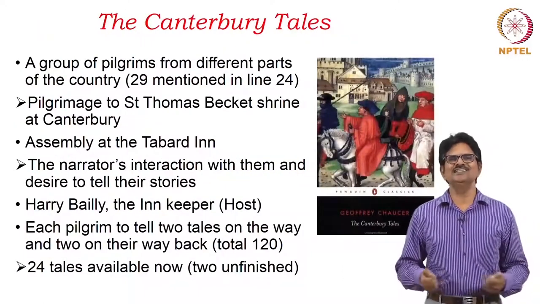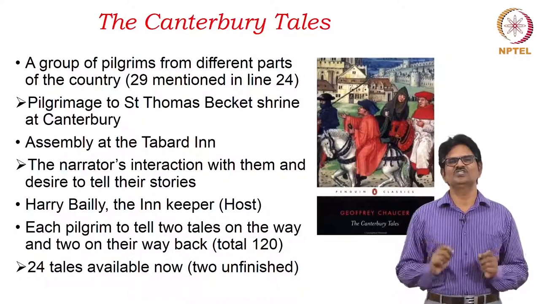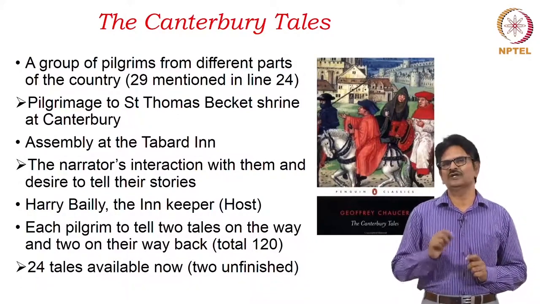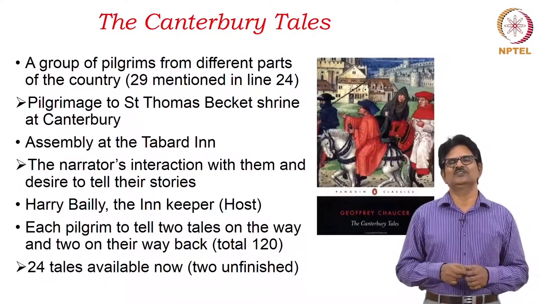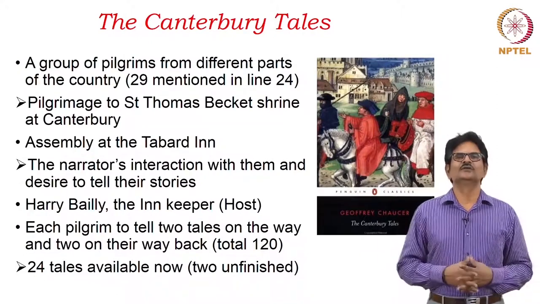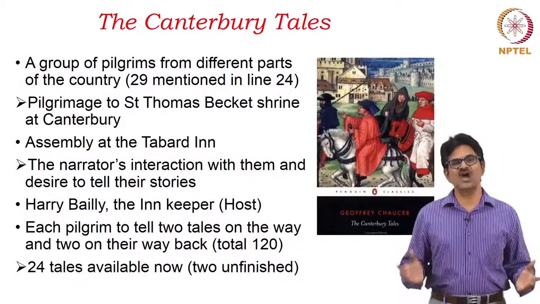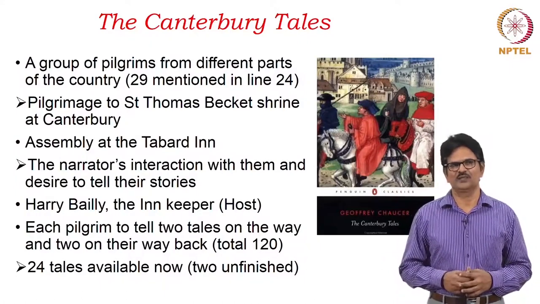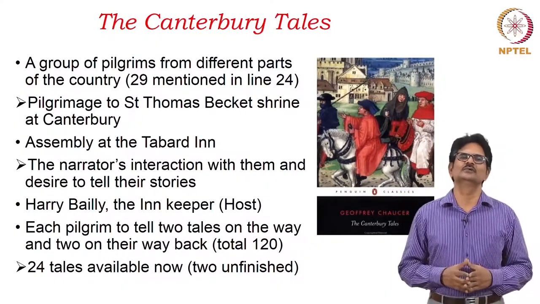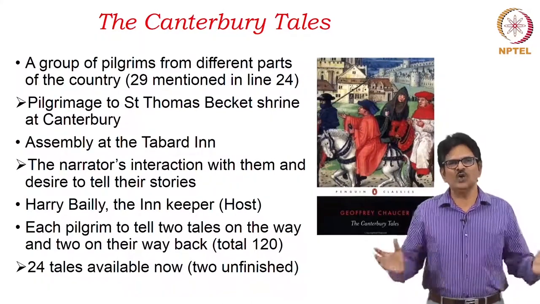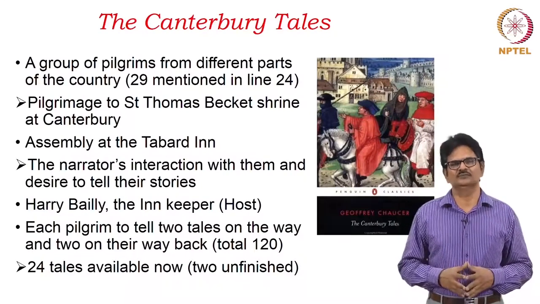The Canterbury Tales deals with a group of pilgrims from different parts of the country. Chaucer mentions 29 pilgrims in line 24 in the prologue. But we have some controversy about the number of pilgrims in the Canterbury Tales. The pilgrims met here to go on their pilgrimage to St. Thomas Becket Shrine at Canterbury. They all assembled at a particular location called the Tabard Inn. The narrator started interacting with all these people and came to learn about their interest in life and their interest in telling stories as well.